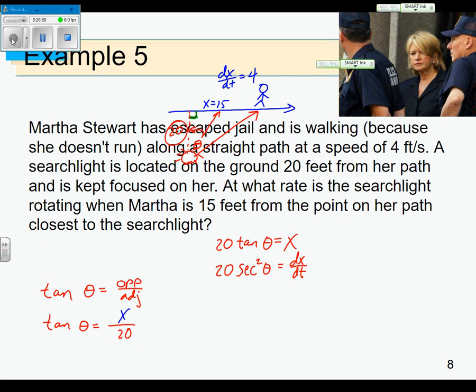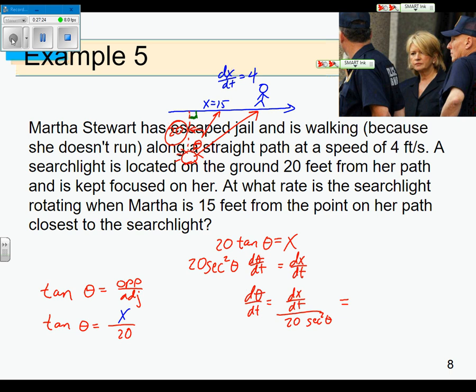Oh, did I forget something? I'm so worried about these runners coming through. I did take the derivative of the theta. So I'm going to need to solve it for d theta over dt. All right, and I'm going to go ahead and solve it. I'm going to work this one a little bit different. So I'm wanting this d theta over dt by itself. And so that's just going to give me dx dt divided by 20 secant squared theta.